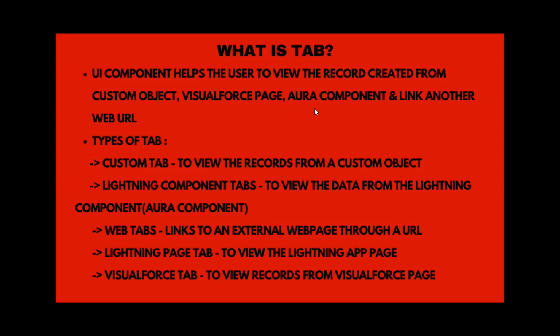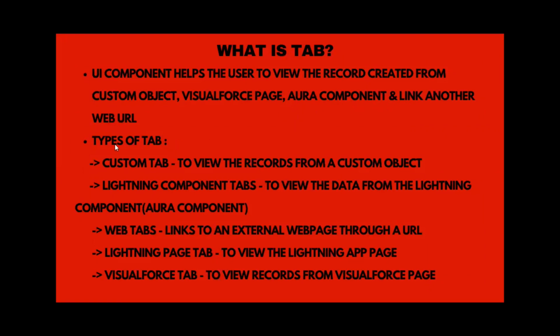So if I want to view any record from the custom object, or if you want to edit or do modification, you have to create a tab. It's a mandate. If I want to create an Aura component and see that Aura component specifically on a tab, you have to create a tab. Or if you want to link any URL and see it in Salesforce, you have to create a tab, which is a web tab.